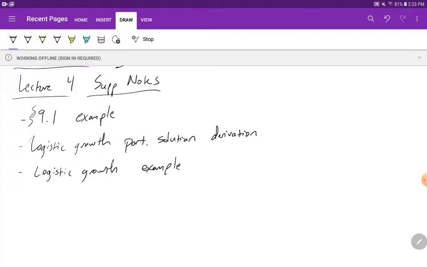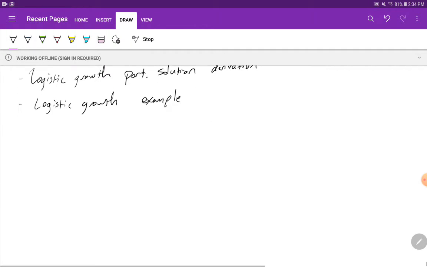The second piece is the logistic growth particular solution derivation. It's going to be kind of long, I'm just going to be honest, but it's really cool how it works out, and it actually shows you where the formula comes from too. And then the last part is logistic growth. We're going to do one more example from the textbook about moose. It's actually example 2, so you technically don't have to watch it if you don't want to, but I definitely want to go through another example with you guys.